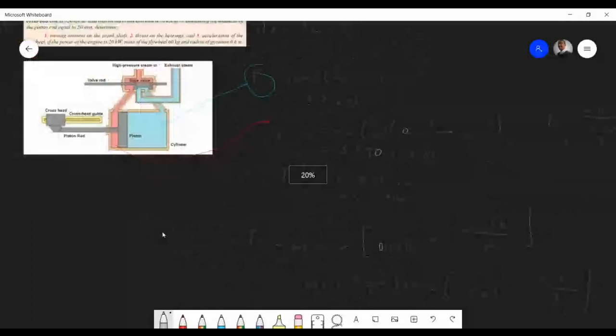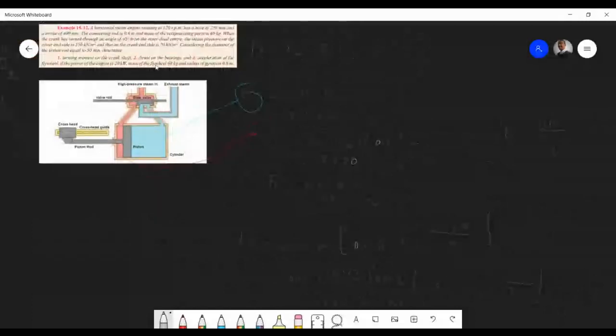They want the thrust on the bearings and acceleration. So the thrust on the bearings, I'm not sure which force is that exactly. You know, I'm not sure. I think for double acting, it's something different.